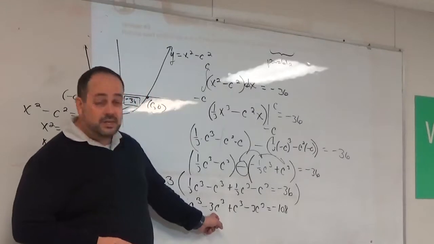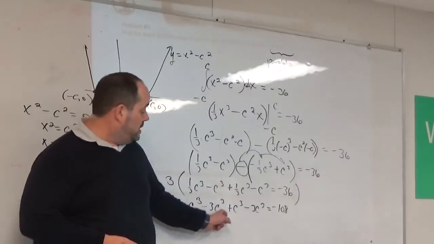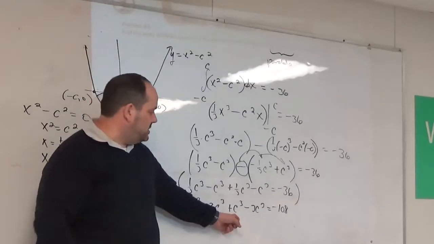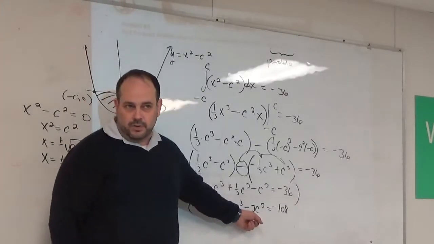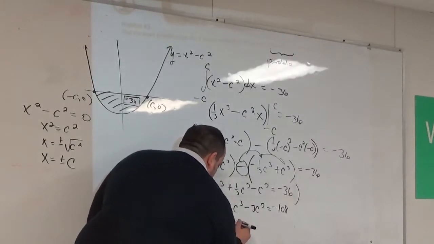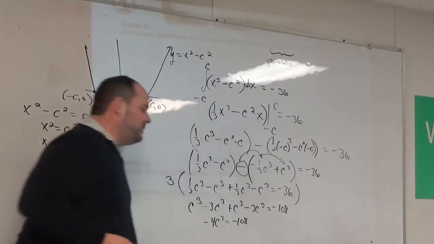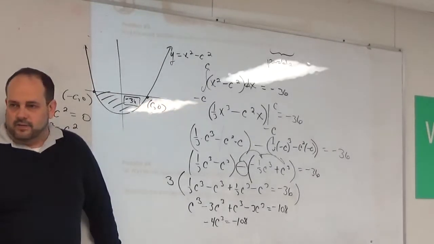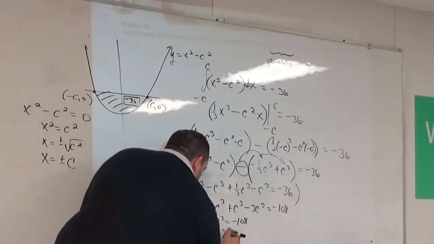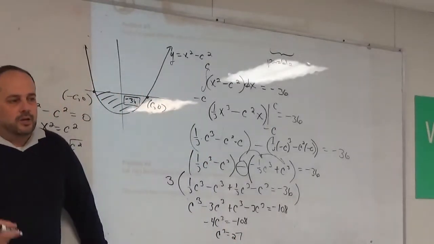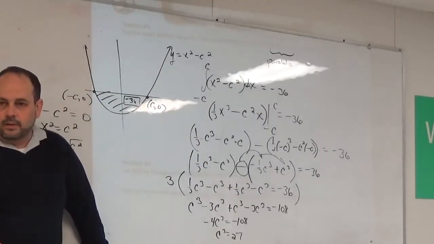C cubed minus 3c cubed is negative 2c cubed. Plus c cubed is negative 1c cubed or negative c cubed. Minus 3c cubed is negative 4c cubed equals negative 108. Everybody knows what to do now. You're going to divide everything by negative 4. So c cubed is 27. What cubed is 27? 3.